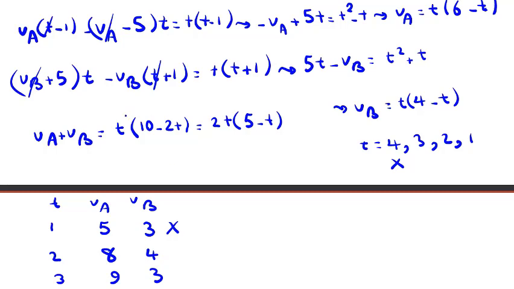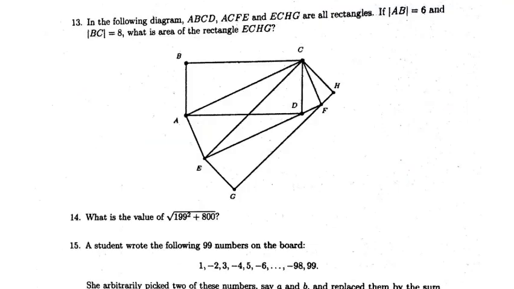We know that VA plus VB is 2t times this, or you can add these two things. Here it's 12, here it's 12. So in both cases, the sum of value is 12. So the answer is equal to 12.